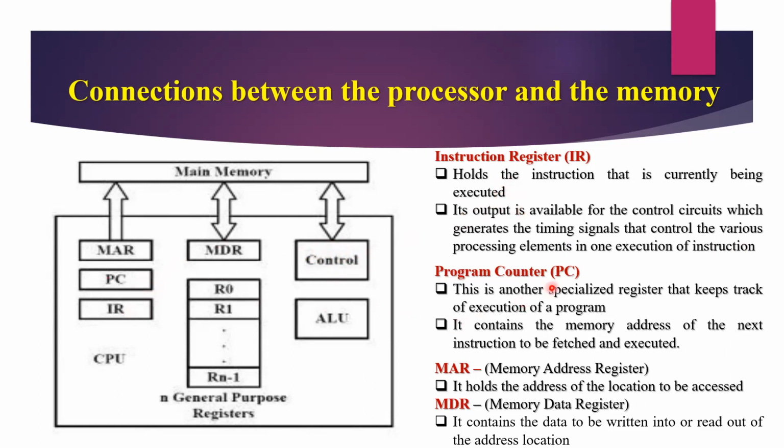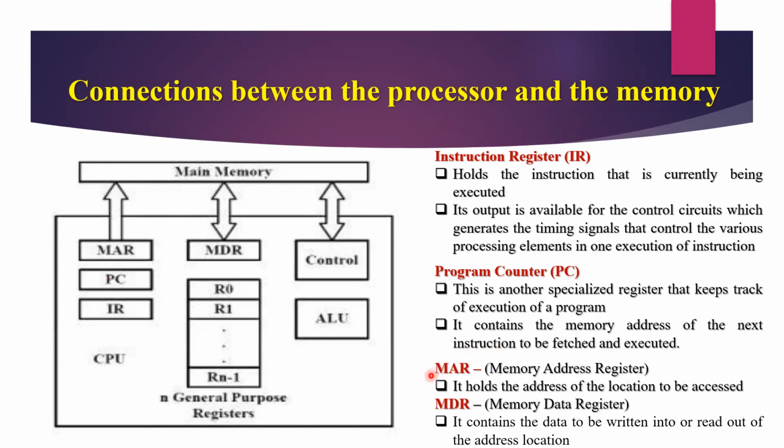The next one, program counter. This is another specialized register that keeps track of the execution of a program. So what is the program counter? It always contains the address of the next instruction. It contains the memory address of the next instruction to be fetched and executed.